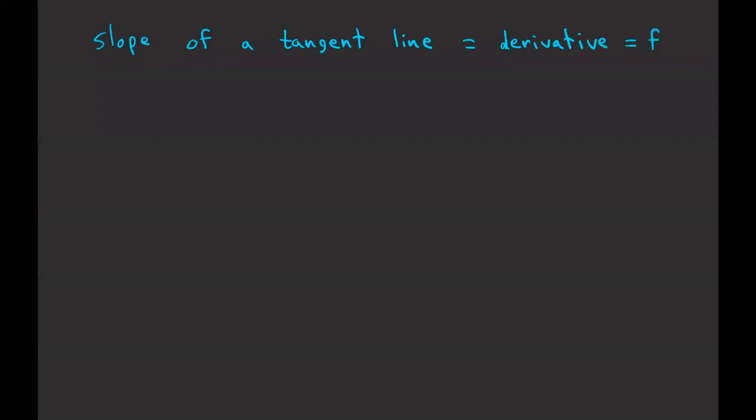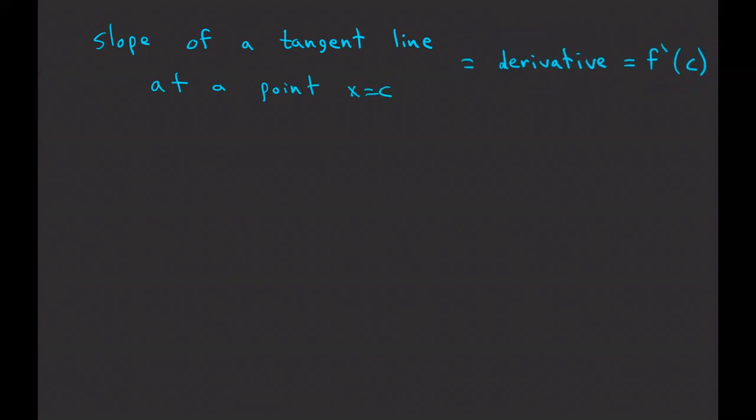which, writing that shorthand, is just f prime. And we're going to do this at the particular point c, right? So maybe I should say the slope of a tangent line at a point x equals c. That's just the derivative, which is given by f prime of c. So right there, we have a formula for the slope of that tangent line.